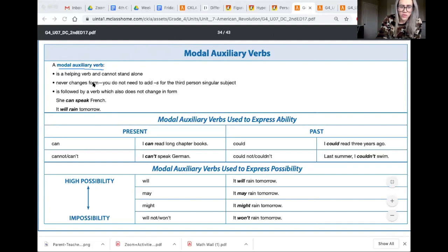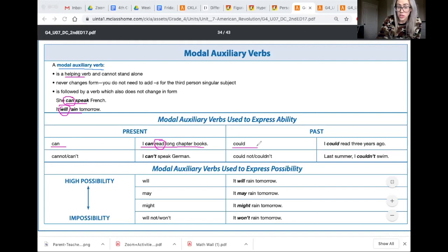It never changes form. You do not need to add s for the third person singular subject. It is followed by a verb, which also does not change in form. For example, she can speak French. It will rain tomorrow. Right here, can is the auxiliary verb, or what we call a helping verb, okay? And if you're using it in present tense, like can is in present tense, I can read long chapter books. Now, you're going to notice can is bolded because it's the helping verb, and right here, read is the verb.